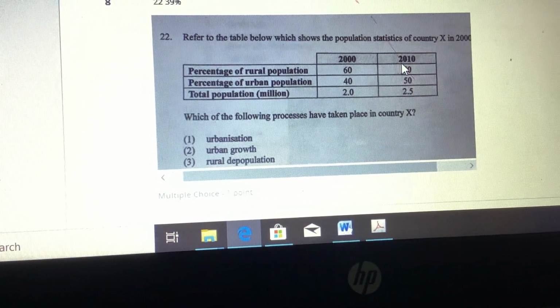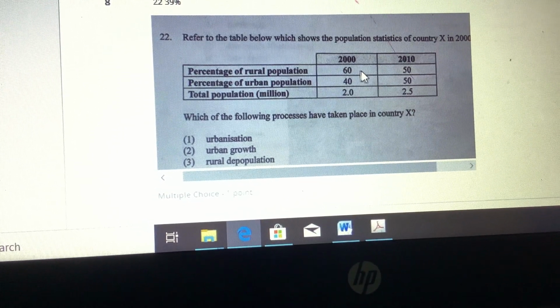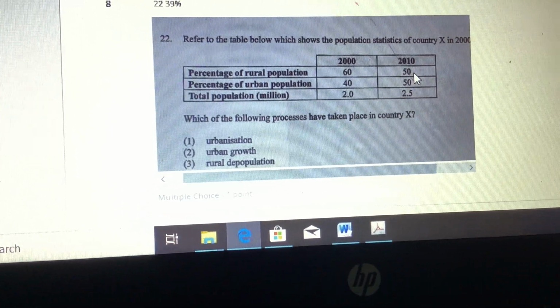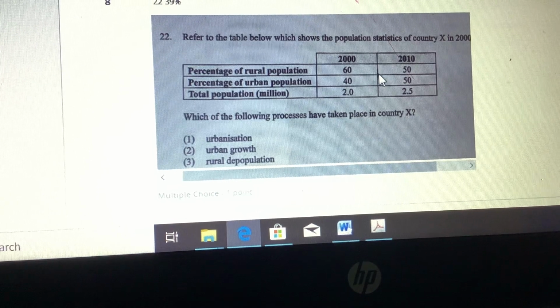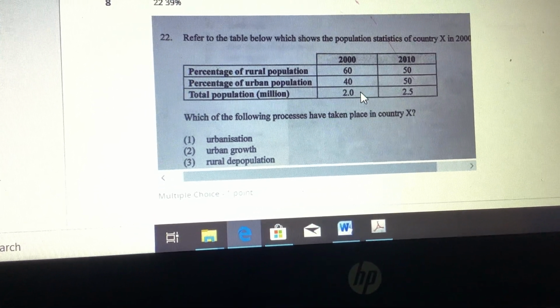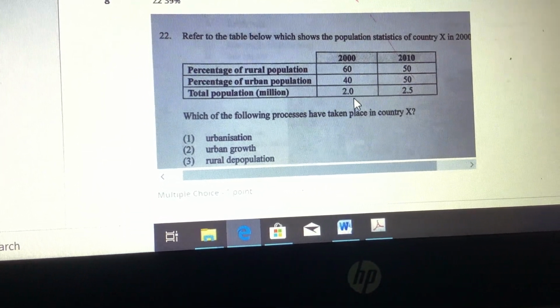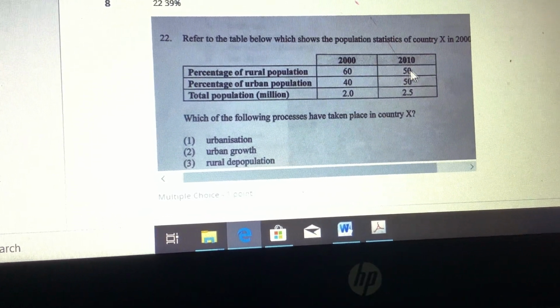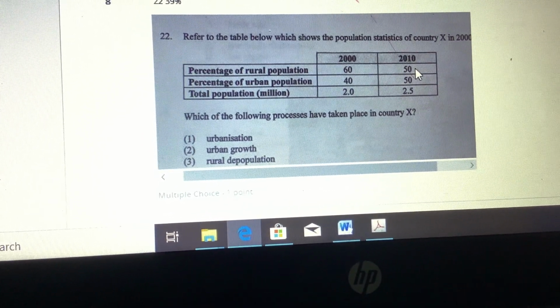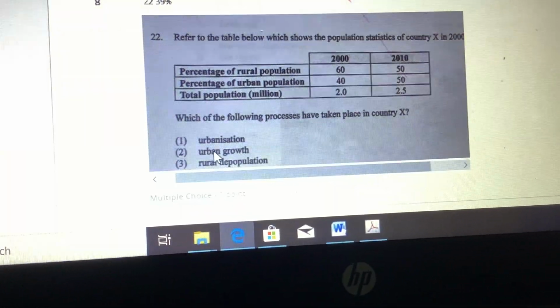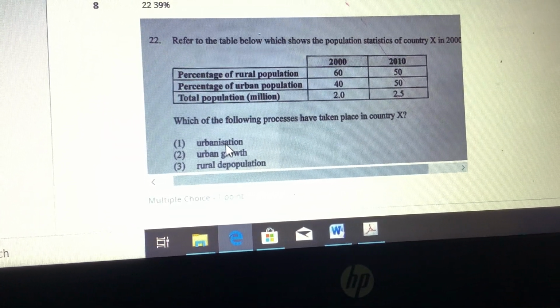The general population for rural population is increasing. This one is 1.2 million after calculation, multiplying the percentage with the total population. And then for this one, it is 1.25 million, so the rural population is generally increasing. Okay, the answer should be 1 and 2.